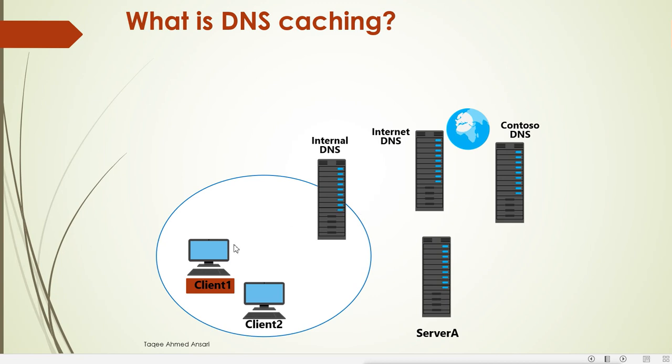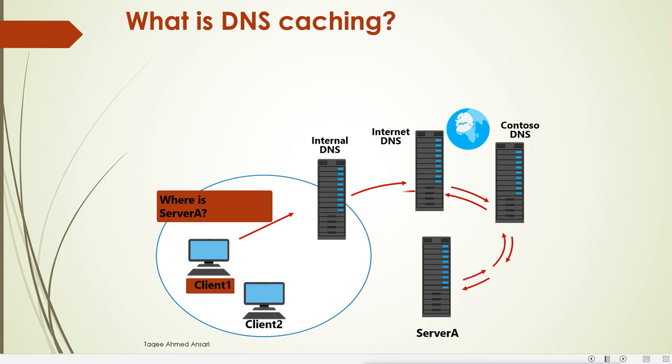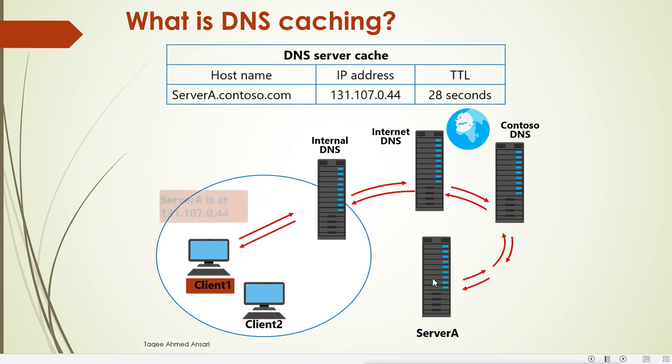So for example, this client 1 wants to access a record, so the query will go, and then the DNS server caches the record: server a.contoso.com, this is the IP address, and the time to live is 28 seconds.